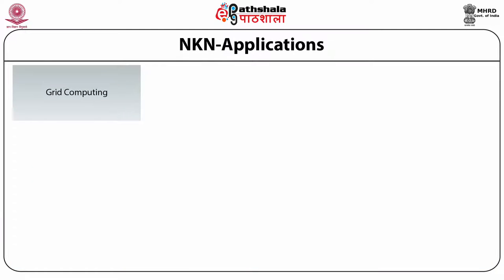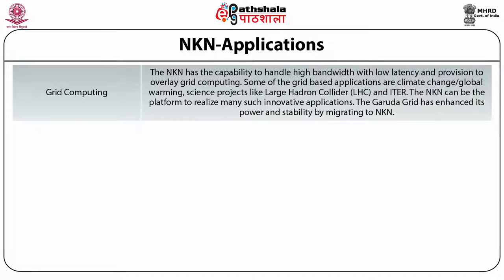Grid computing. The NKN has the capability to handle high bandwidth with low latency and provision to overlay grid computing. Some of the grid-based applications are climate change, global warming, science projects like Large Hadron Collider or LHC and ITER. The NKN can be the platform to realize many such innovative applications. The Garuda grid has enhanced its power and stability by migrating to NKN.